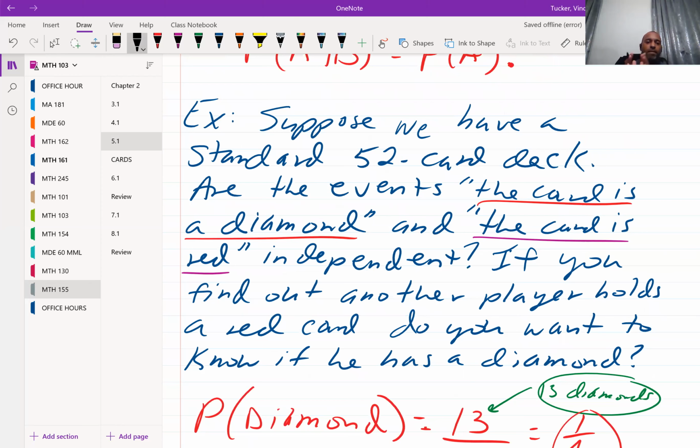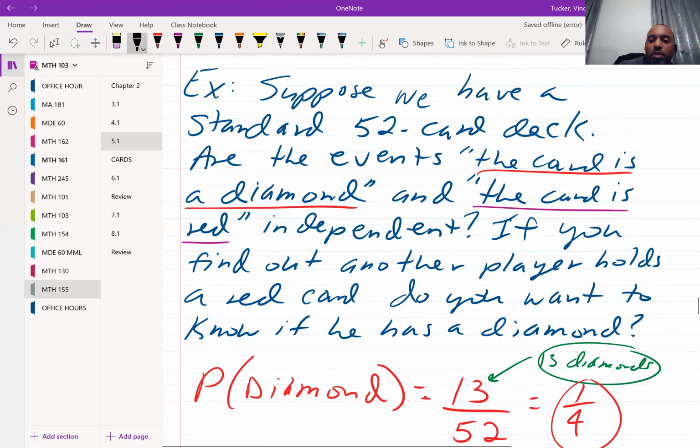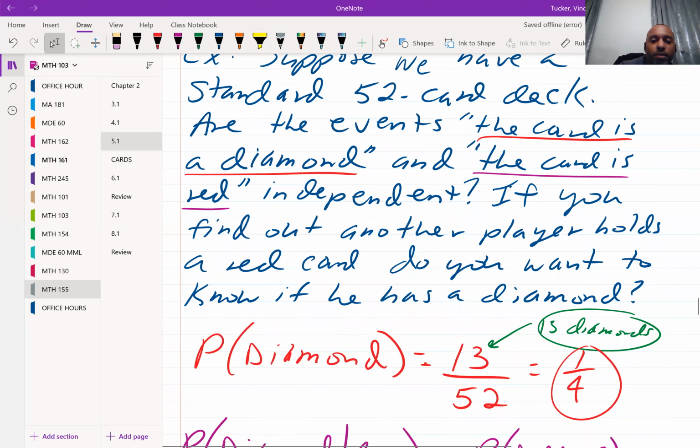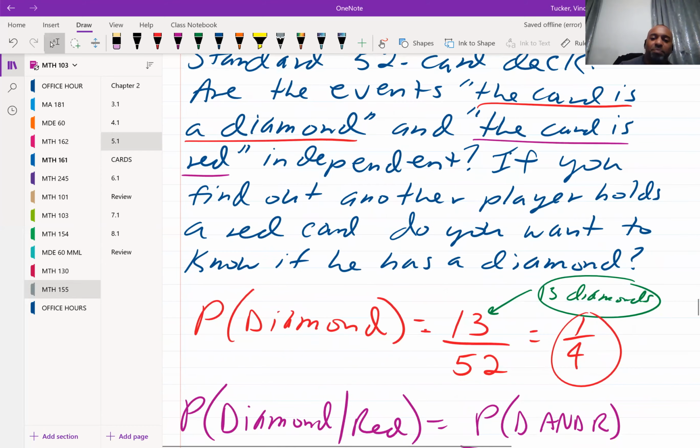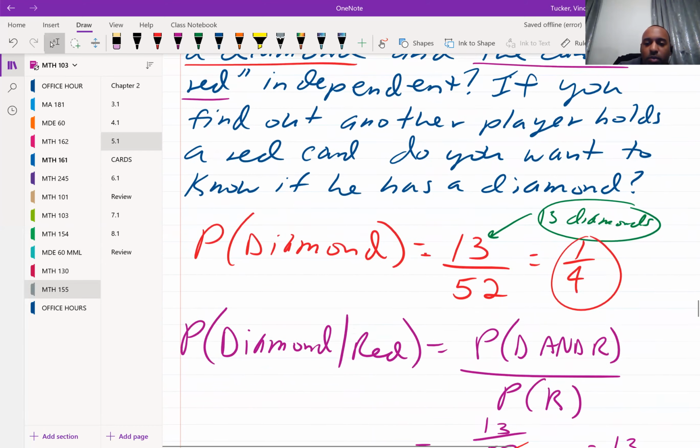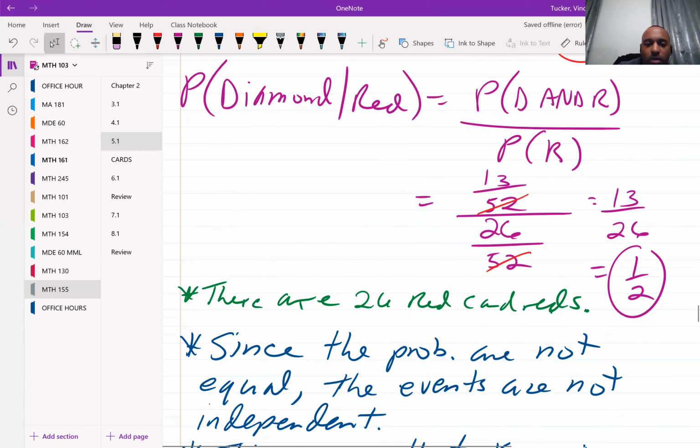We said suppose we have a standard 52 card deck. Are the events the card is a diamond and the card is red independent? If you find out another player holds a red card, do you want to know if he has a diamond? Like I said, I don't know if my wording was off, but we'll get to it. So let me see. Hold on.